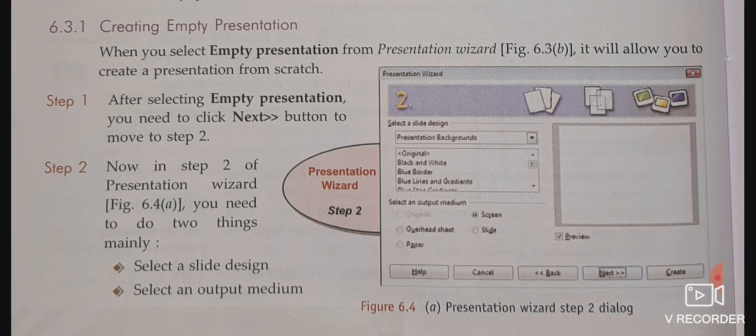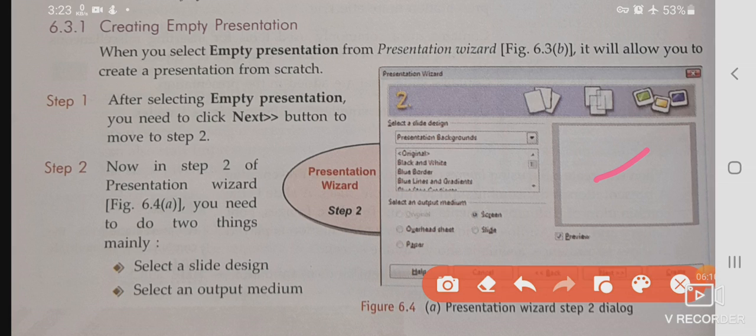For slide design there are two types: presentation background and presentation. If you select presentation background, then just below that you will select a type of the presentation background, like black and white, blue border, blue lines and gradients, as you can see here. And you will be able to find the preview here, see, the preview is available.